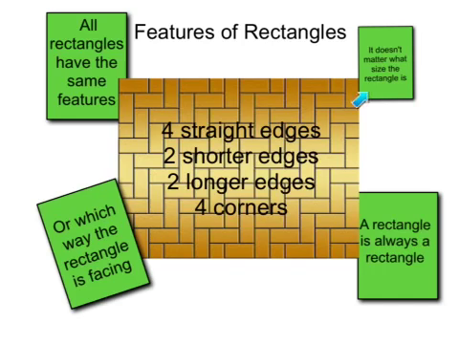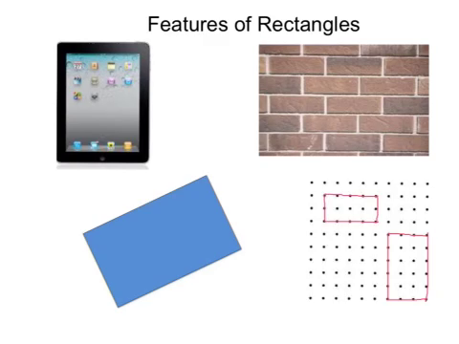It doesn't matter what size the rectangle is, or which way the rectangle is facing. A rectangle is always a rectangle. Here are some rectangles that you might recognize in everyday life. We use this one a lot. It's an iPad. Here is the side of a house. It has lots of rectangles all built together.